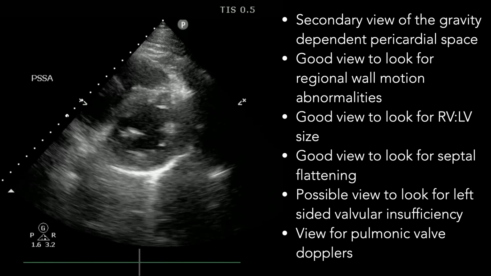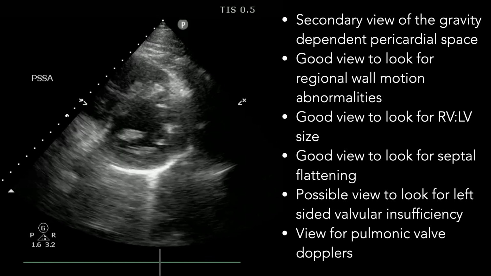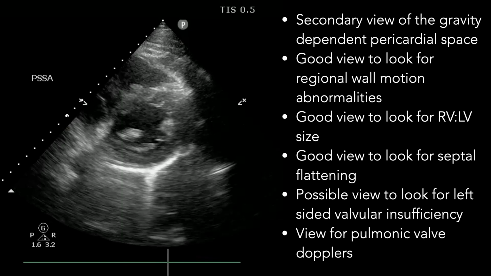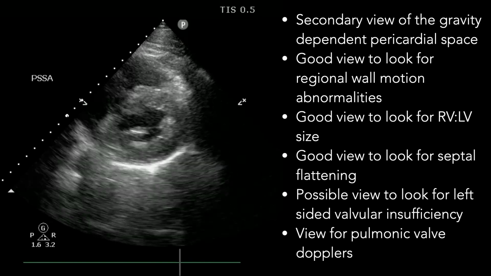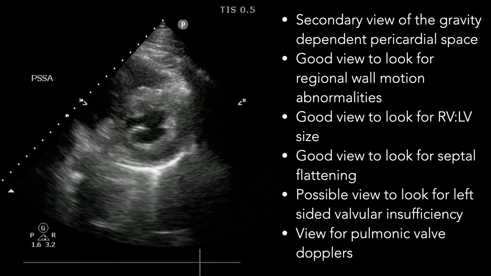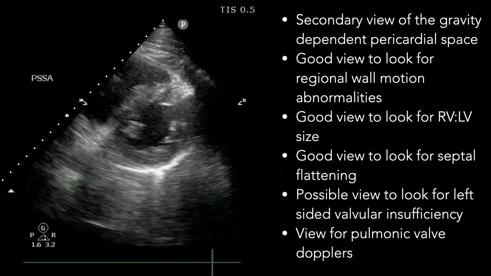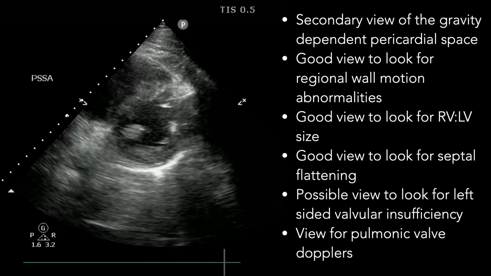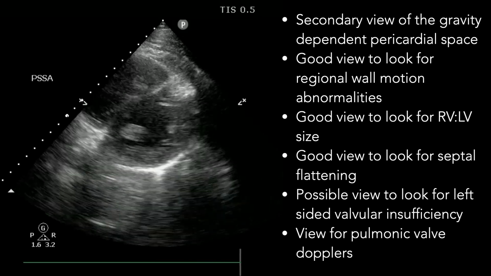You can also see if there's any evidence of RV strain. When you have RV strain, you increase your pressure in the right ventricle, and it's going to flatten out that septum. The LV in this view should look like a donut. But if it starts looking more like a D sign, you have a big RV, and you have to start being concerned about increased pressures on the right side that flatten out the septum and put pressure on the left ventricle. So there's that view.